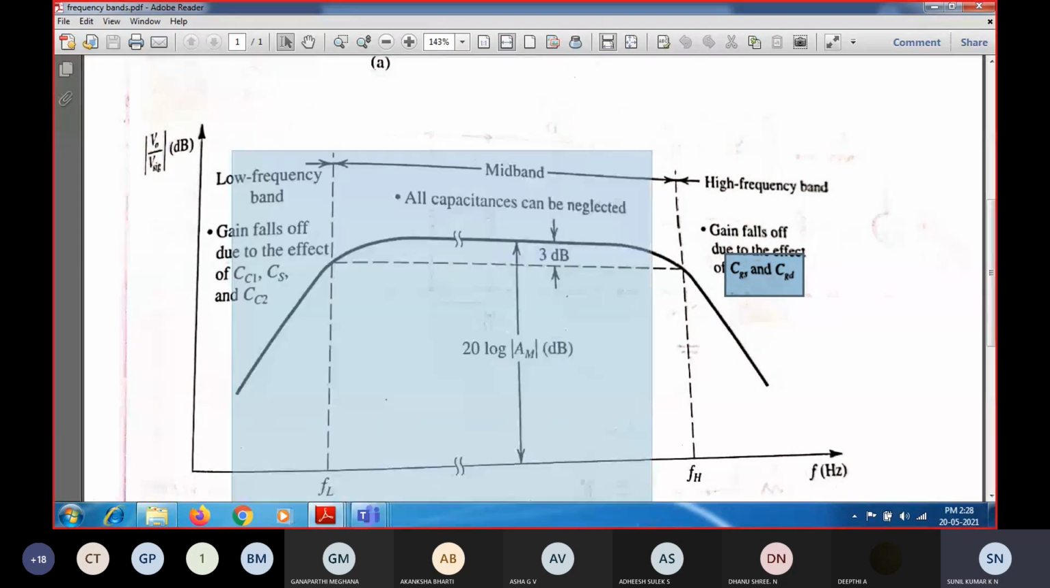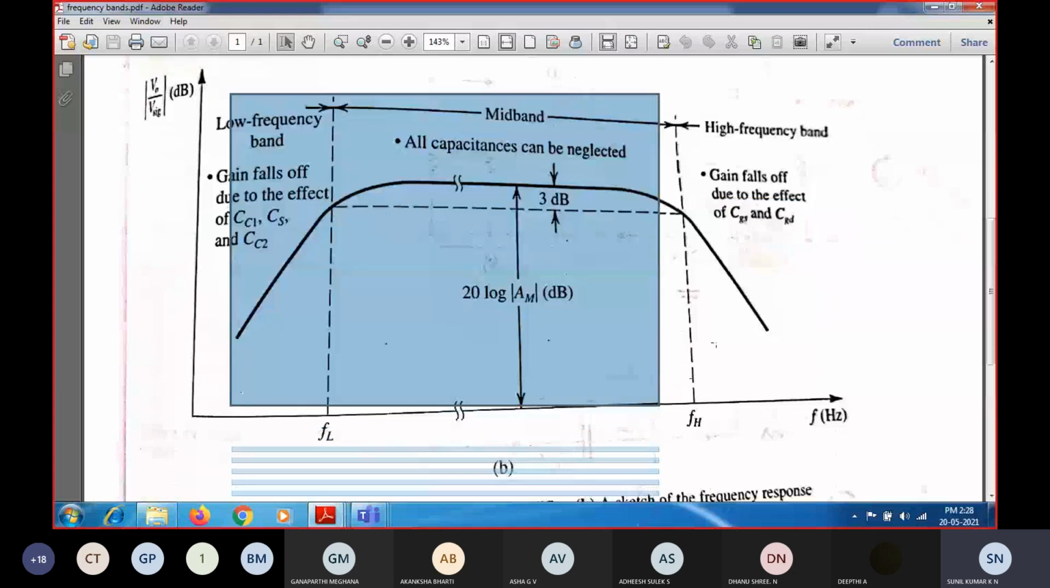So during this frequency of operation, you can assume that CGS and CGD were not present. That means they were acting like an open circuit, so there was no connection between the gate and source as well as the gate and drain terminal. Because of which the gain was maximum during the lower frequency range of operation.